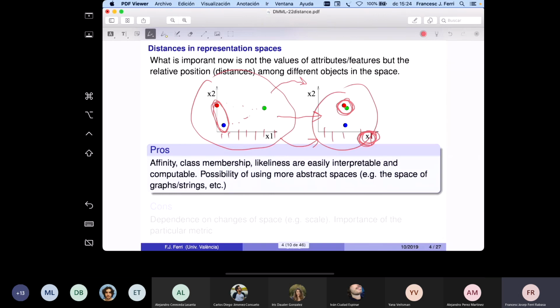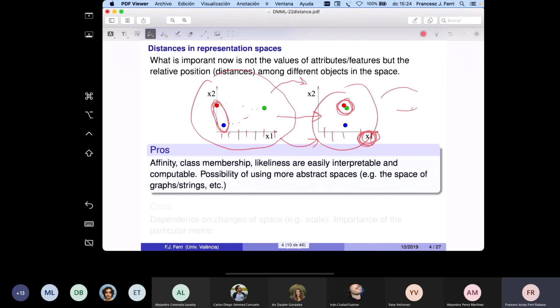Of course, in particular problems, we can think of ways of obtaining some sort of invariance to scale or something. But I mean, it's just to illustrate how weak this concept can be when considered in this way.